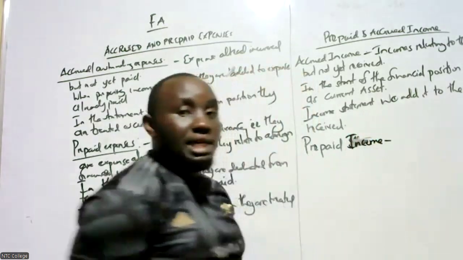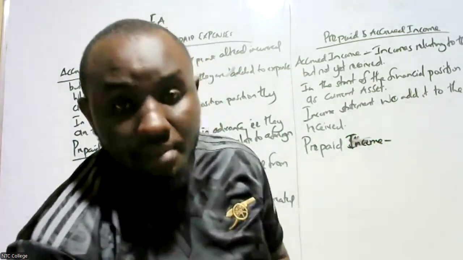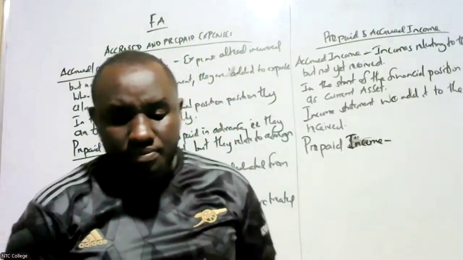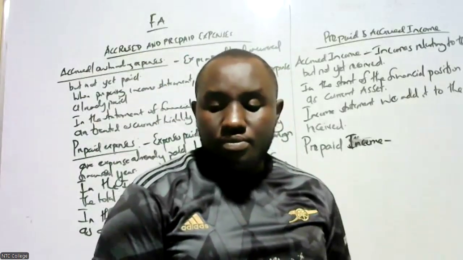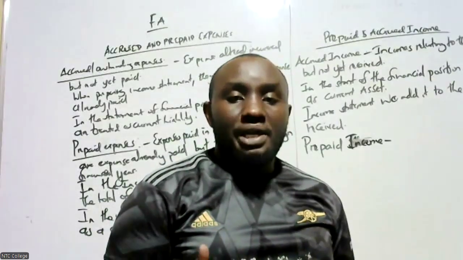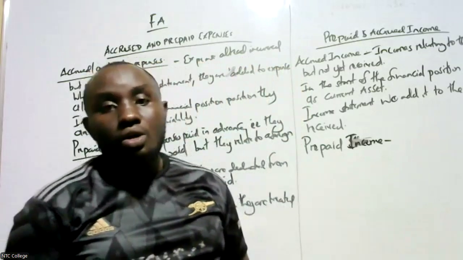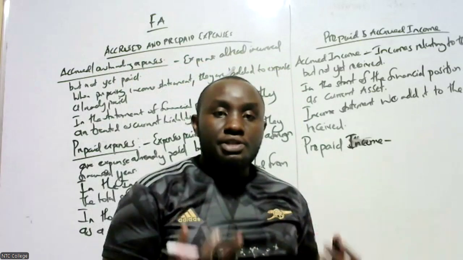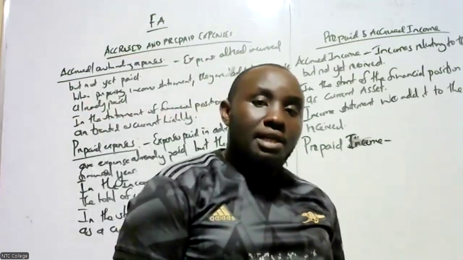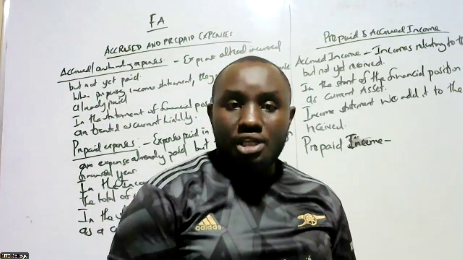So what do you mean by prepaid income? When you talk about prepaid income, these are incomes received in advance. Basically, these are incomes that are already received, but goods have not yet been received or services have not been rendered. For example, you go to a place and you're paid money, but you've not worked. That is a prepaid income.